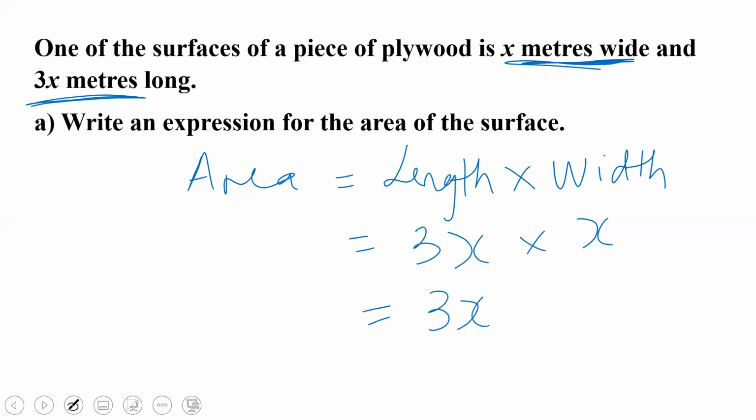3x squared. All right. Even if you're not asked to simplify, practice simplifying. All right. So while this is correct, that is an expression for the area of the surface. This is a more simplified and final answer.